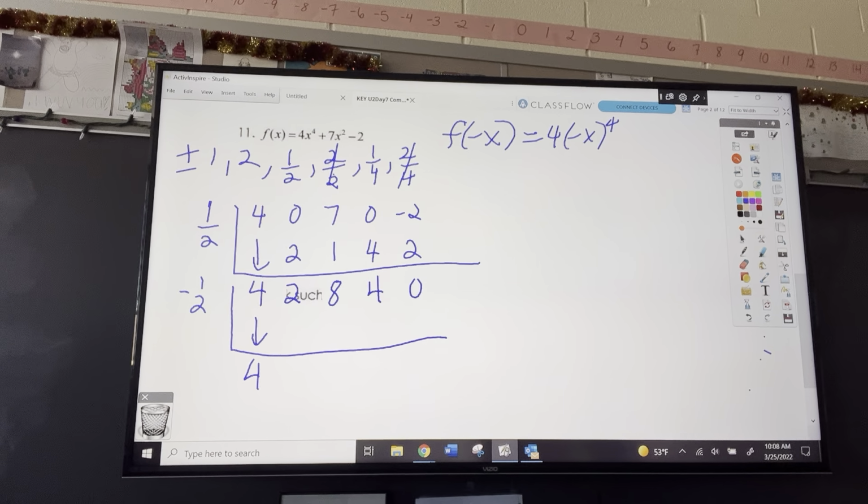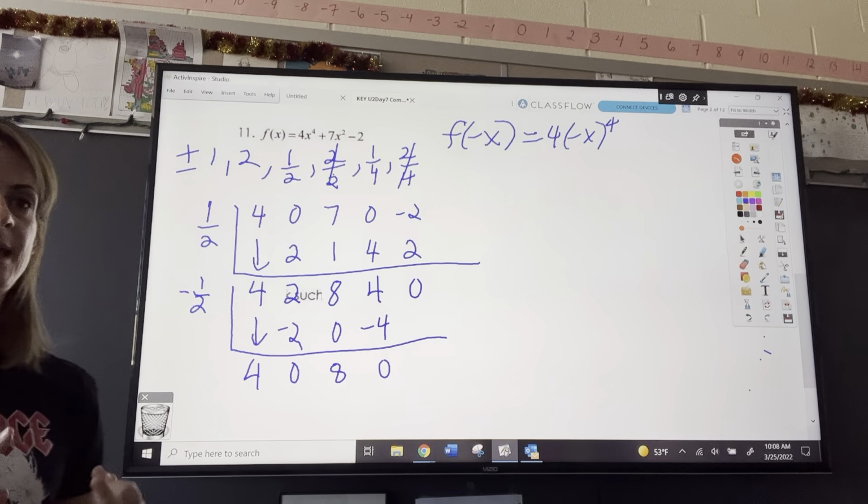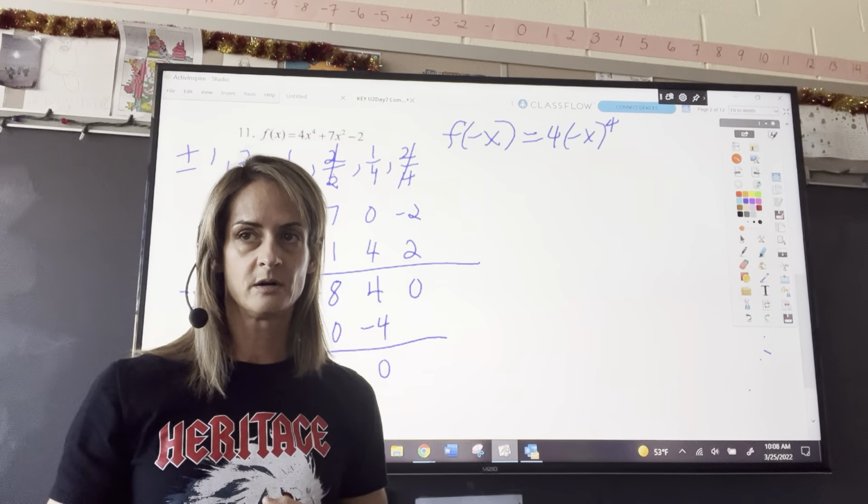Okay, so here we go. This is a -1/2. All right, -1/2 times 4 is -2. -2 plus 2 is 0. 0 times -1/2 is 0. 0 plus 8 is 8. Half of 8 is 4, but it's negative. That goes in evenly. So now we found the positive and the negative 0 that we're looking for.